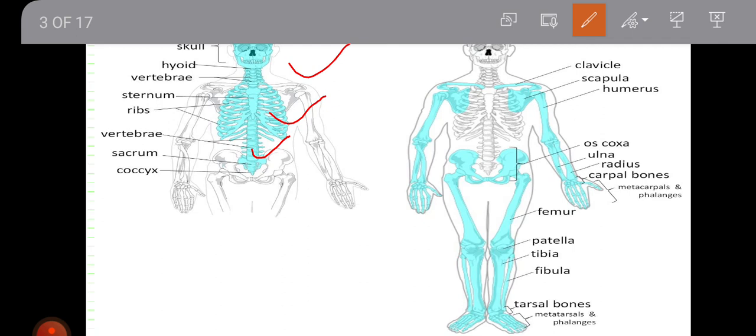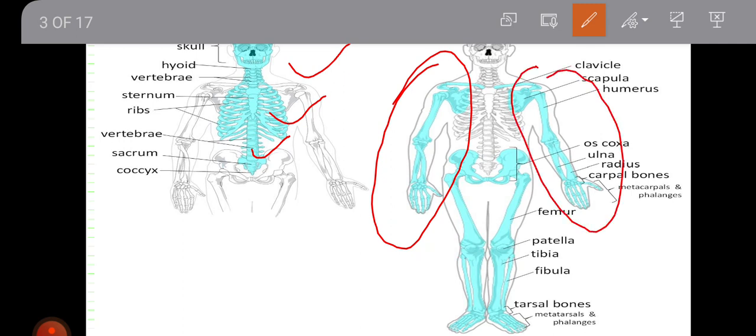Then whatever is left will be the appendicular skeleton, that is the bones of the forelimbs, the skeleton of the forelimbs, and here the skeleton of the lower limbs. All these are parts of the appendicular skeleton.